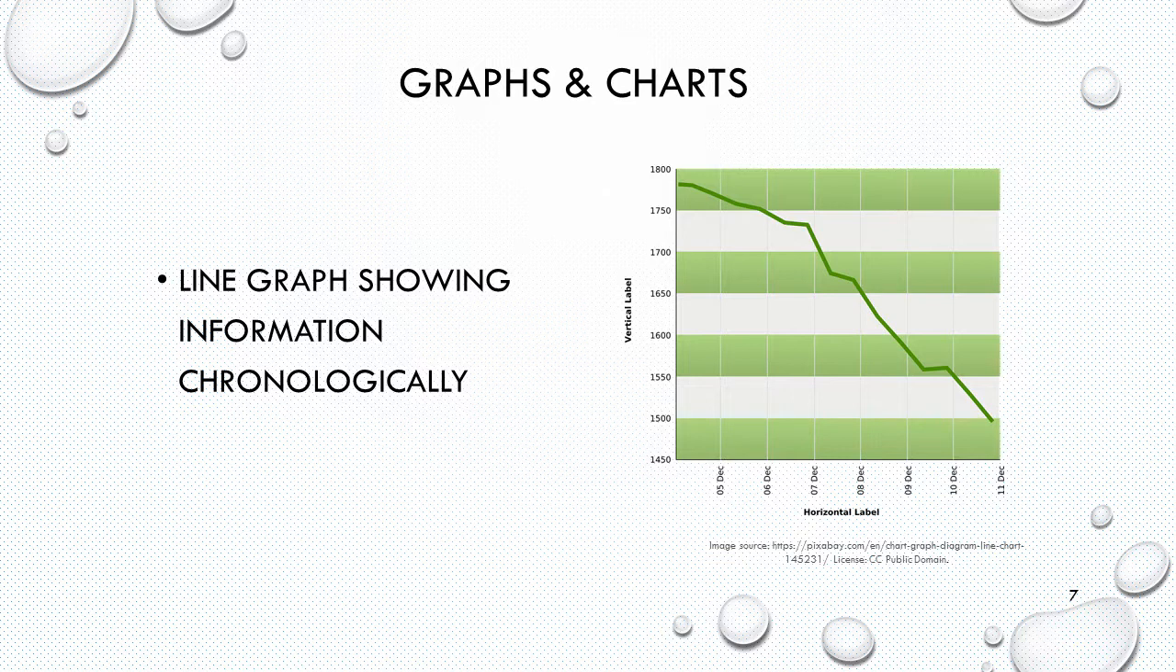On this slide, we see an image of a line graph. This line graph is showing information chronologically. When you see similar graphs, such as how the stock market is doing over the course of a period of time, that's usually represented in a line graph. And usually line graphs present information over a period of time.